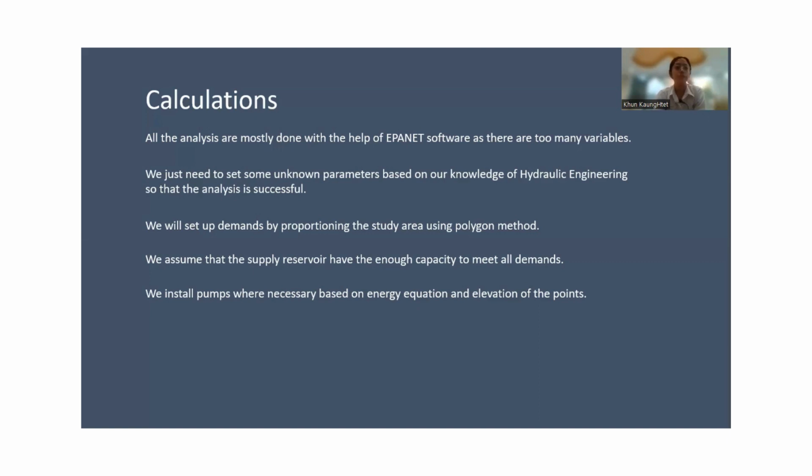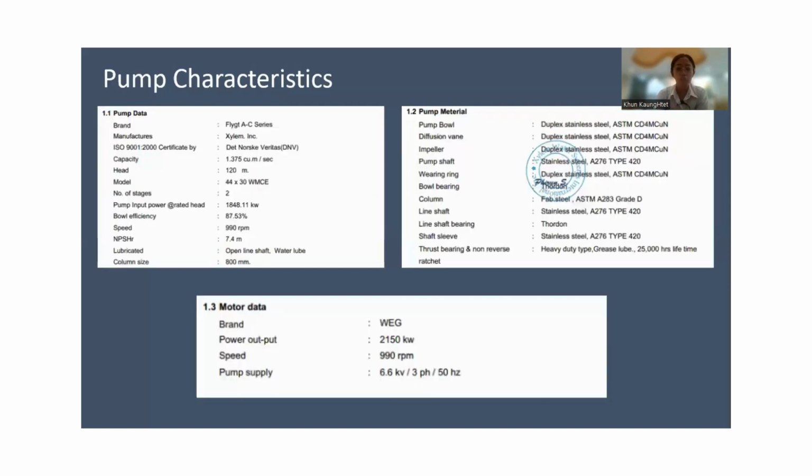And we assume that the supply reservoir, which is the Klong Sia Dam, has enough capacity to supply all of the demands. And we also install pumps where it is necessary, which is based on the energy equation and elevation of the points, and also the pressure within the pipes and the flow of the pipes.